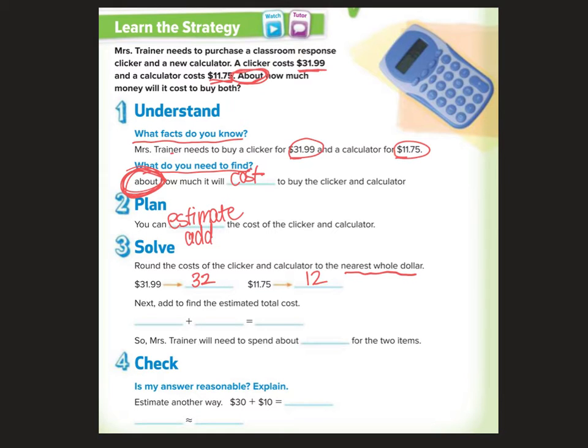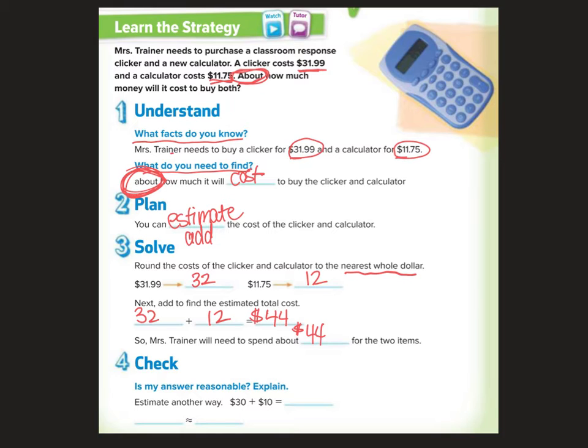Okay. So next we need to find the estimated total cost. So I'm going to take 32 plus 12 and get $44. So Mrs. Trainer will need to spend about $44, and that's a good estimate too, because when we're talking money, we have to think about taxes. I would probably put in another dollar just because I would want to make sure that I have enough money to cover the taxes of the calculator and the clicker. So she's going to spend about $44.